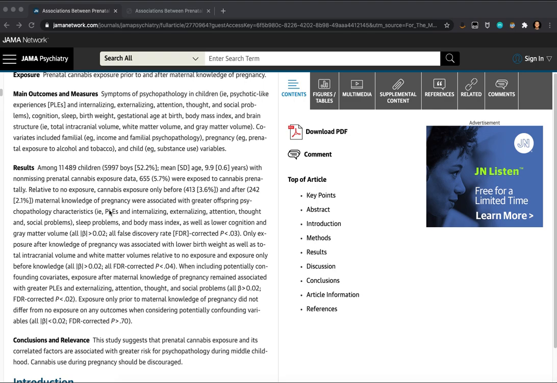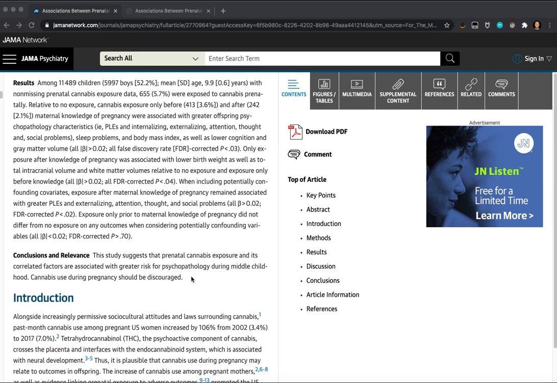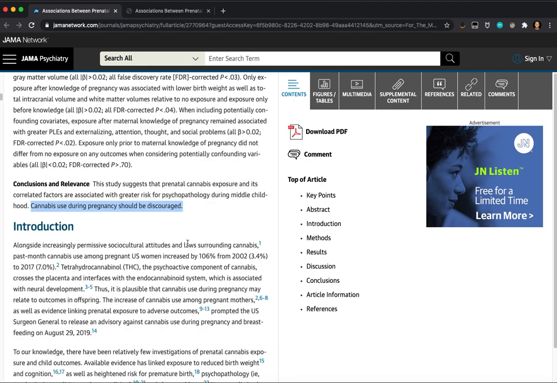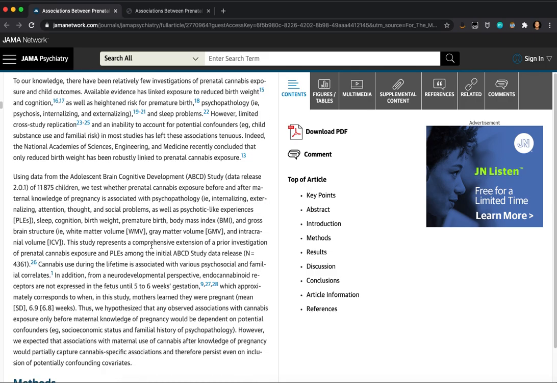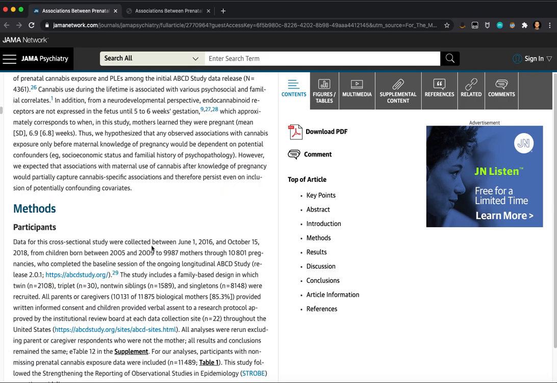And what they find is that a mother using marijuana while she's pregnant is associated with negative outcomes for their children. And they conclude that cannabis use during pregnancy should be discouraged. Right? This all seems like pretty conventional wisdom here, just in the same way that women are discouraged from smoking cigarettes or drinking alcohol during pregnancy.